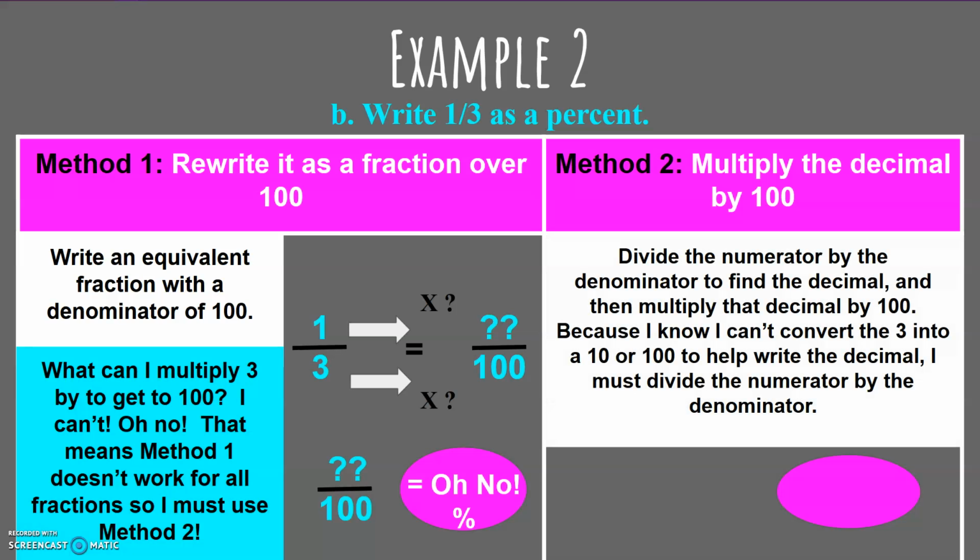So we're going to divide the numerator by the denominator, find the decimal, then multiply that decimal by 100. Because I know I can't convert 3 into a 10 or 100 to find the decimal, I must divide. So 1 divided by 3 is 0.333333333, and so on. The 3's will keep on going, which is why we write the little line over it to show that this is a repeating decimal. That just means that what is underneath the line is repeated over and over and over again. Then we multiply by 100, and we get 33.3333, etc. %.